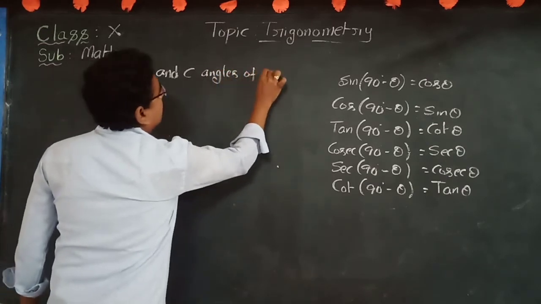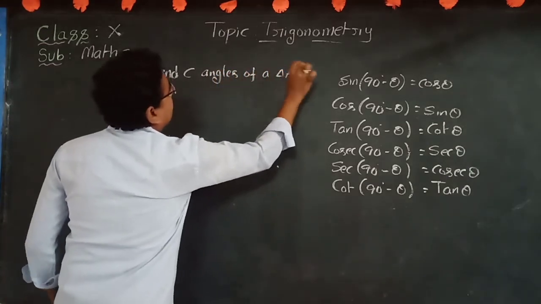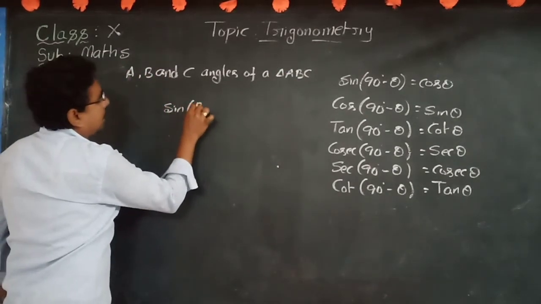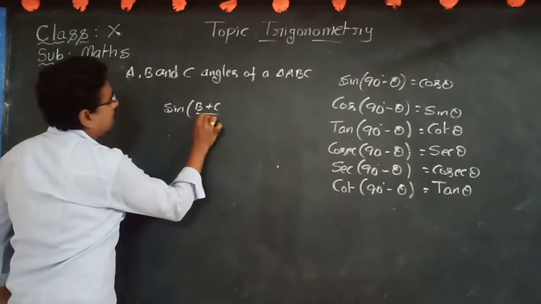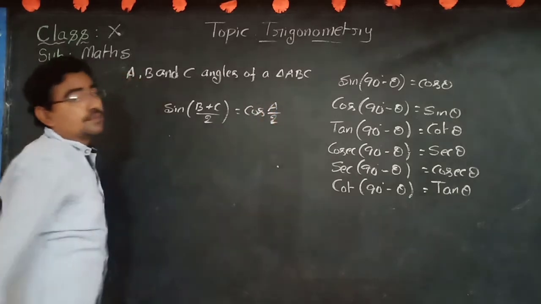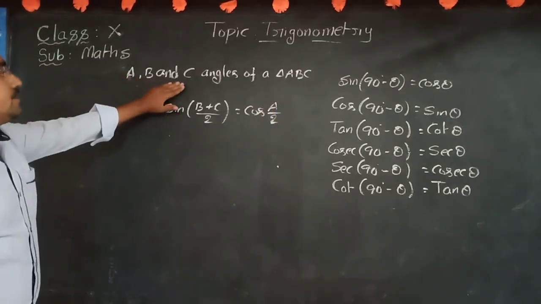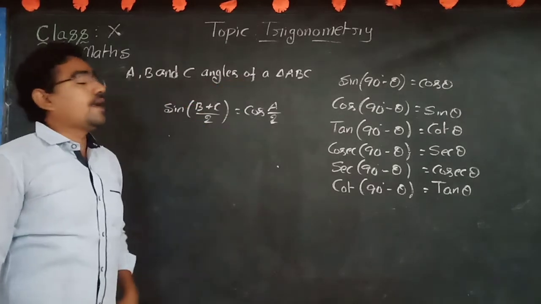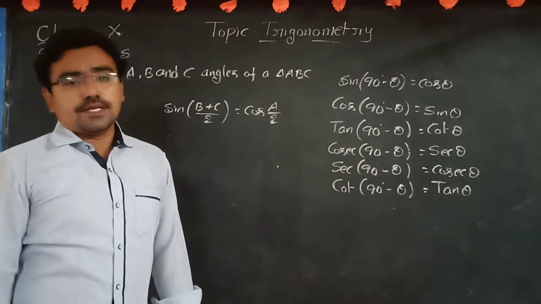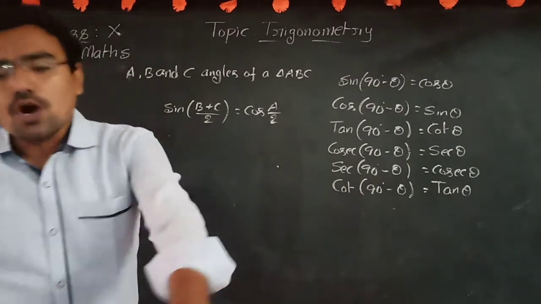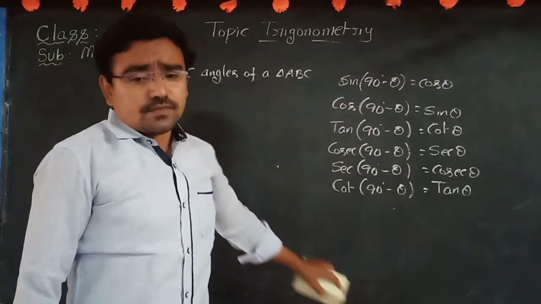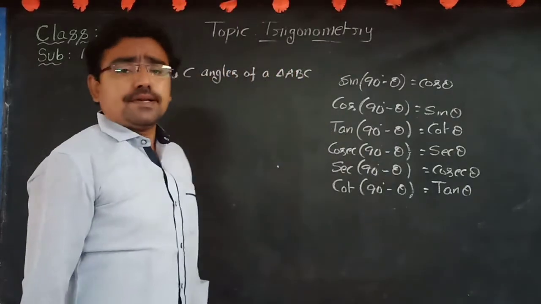Angles of a triangle ABC. Then show that sine of (B plus C) by 2 equals cos A by 2. What is given? A, B and C are angles of a triangle ABC. Then show that sin of (B plus C) by 2 equals cos A by 2. So how can we do this problem? Here also we should use the trigonometric ratios of complementary angles.